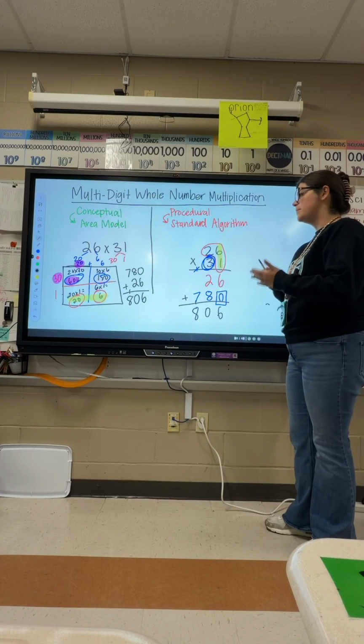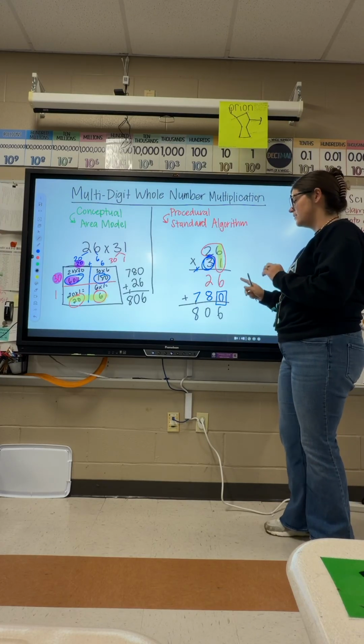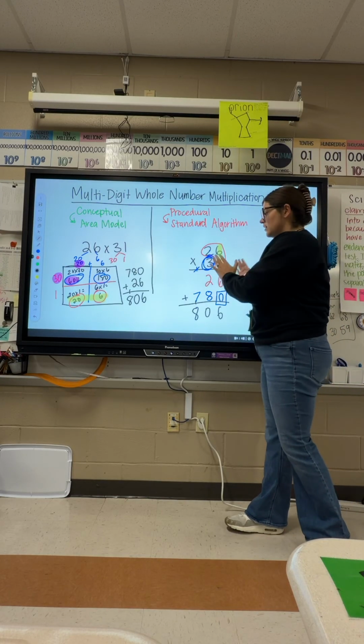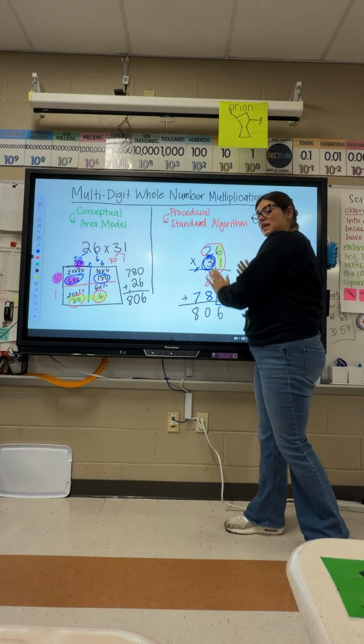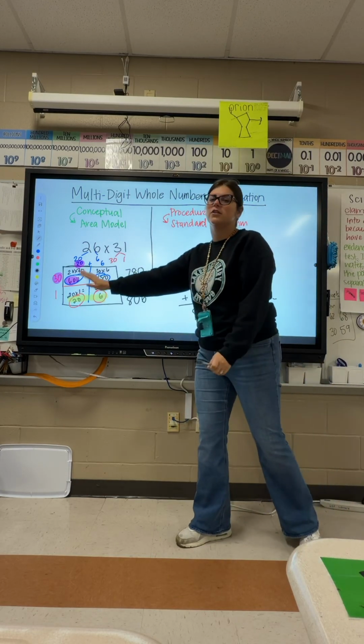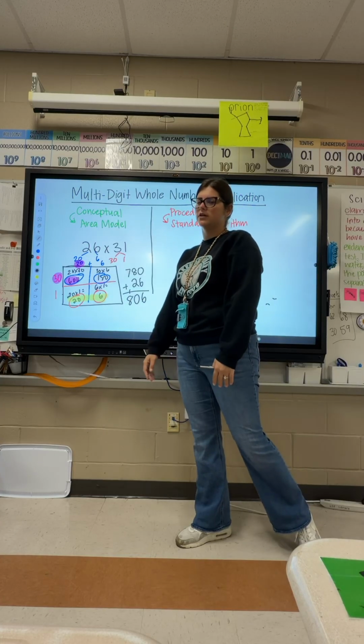Like I said, the biggest hurdle that I find is they don't understand that they're doing both the multiplication and the addition at the same time here, whereas here they're doing them separately. That seems to be the biggest issue.